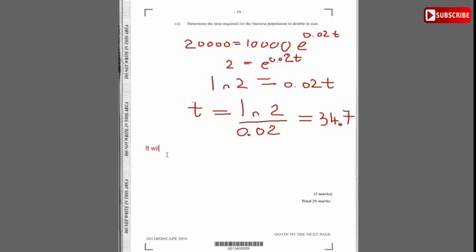It will take roughly 1 day, and how many hours in a day again? That's 24. So you have 10.7 hours left. It will take roughly 1 day, 10 hours, and 42 minutes to double the size. That's how long it will take. All right, nice.